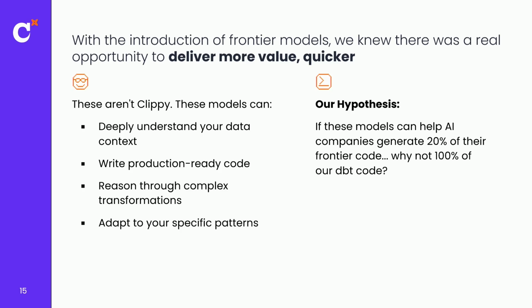And the big thing that you need to understand here is that these models, they aren't Clippy, right? They can deeply understand the context of your data. They can understand the difficult requirements and business logic that we need to put into these data lineages. And most importantly, they can adhere to our coding standards and our specific patterns of how we develop DBT, or your organization's patterns. And so that was our hypothesis. If these companies can leverage AI to write 20, 30, 40% of their code with AI, why can't we use AI to develop 100% of our DBT code?